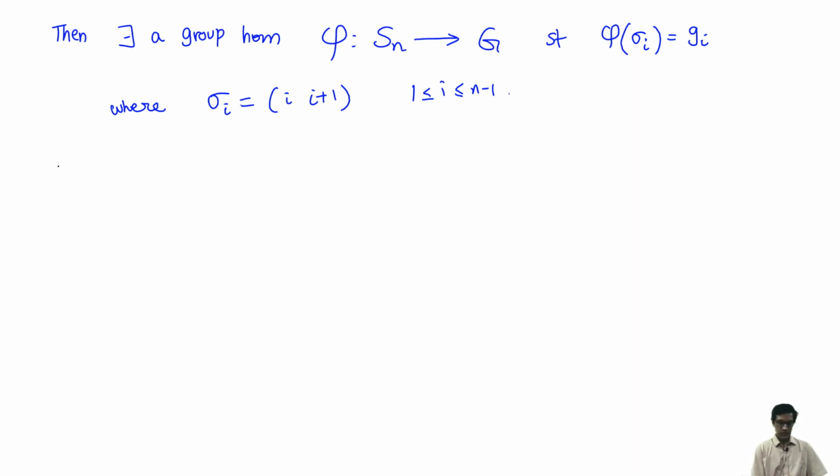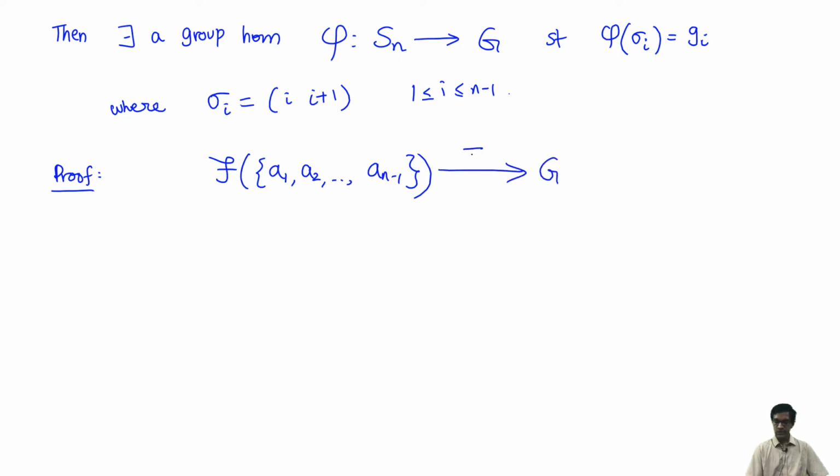Okay, so let's prove this. Where do we get this from? Well, we need to go to the free group to get this. We cannot just work with Sn itself to prove this fact. So observe that from my free group on n minus 1 generators, the free group F(a1, a2, ..., a(n-1)), I always have a map to G. Maybe we should call it pi.